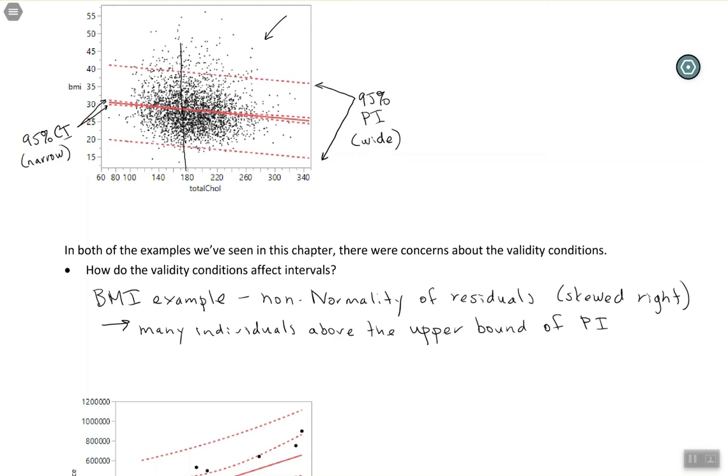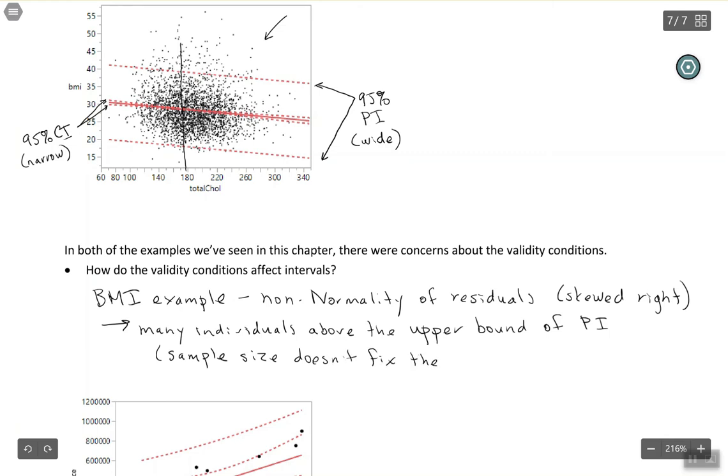So even though there's a really big sample size in this example, sample size can't fix this. So sample size doesn't fix the prediction interval. On the other hand, if we think about the validity of the confidence interval, that's actually probably going to be okay. And it's for the same reasons that sample size fixed the issue when we were doing a t-test for means earlier. So you end up with a pretty nice normal, or at least bell-shaped sampling distribution if your sample size is large. So we're not fixing the prediction interval problem, but the confidence interval is probably okay.